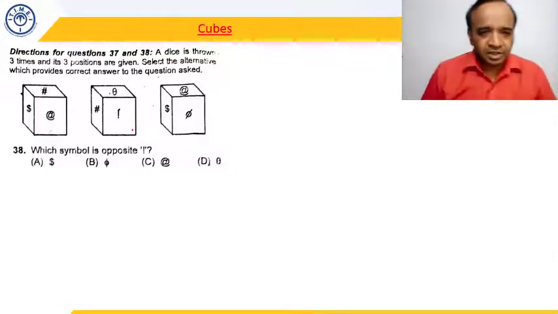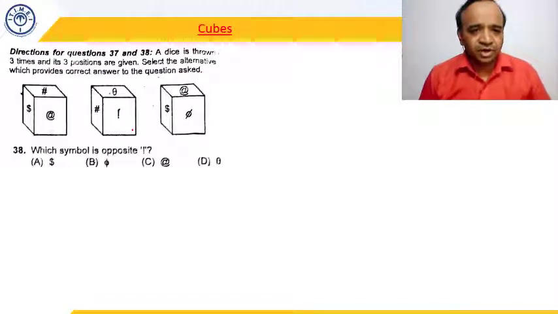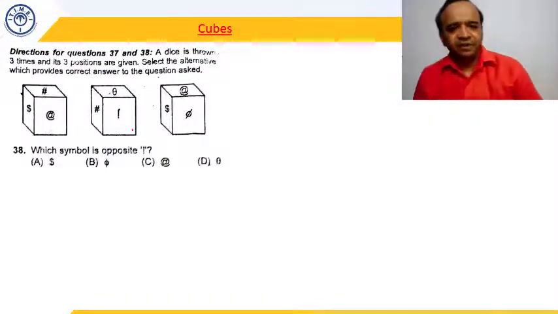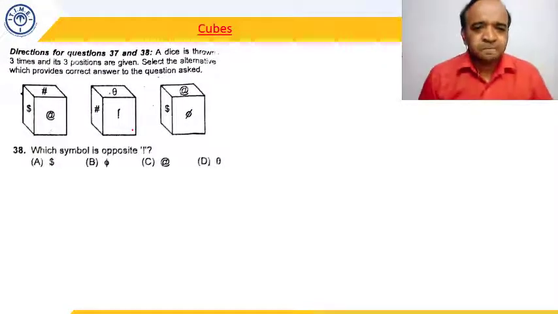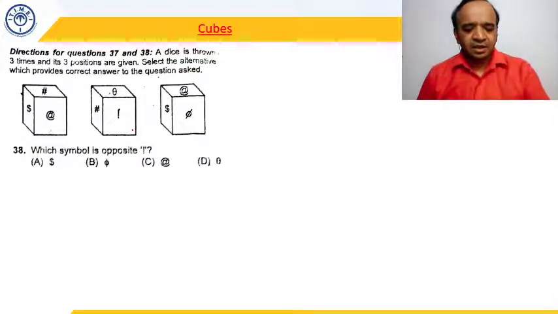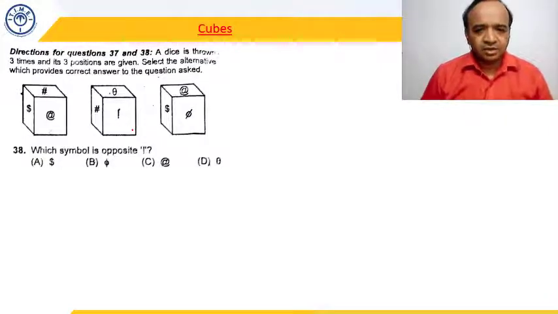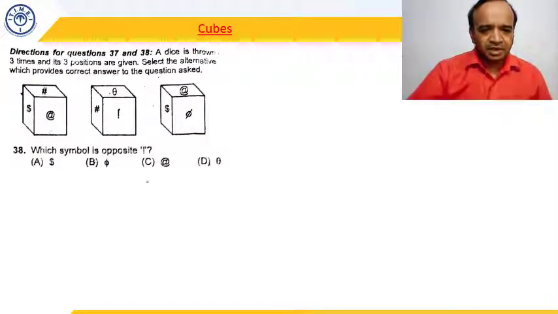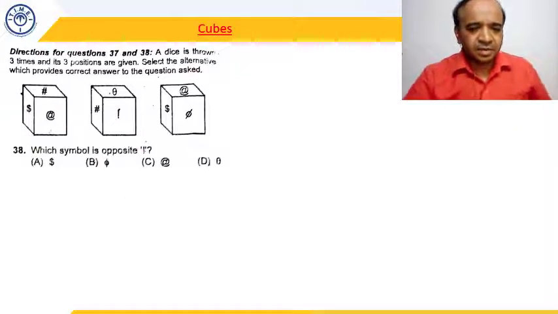The last question I am going to discuss here is a dice thrown 3 times. This is slightly different from the previous question I have discussed. A dice is thrown 3 times and its 3 positions are given. Select the alternative which provides the correct answer to the questions asked. Which symbol is opposite the exclamation mark?